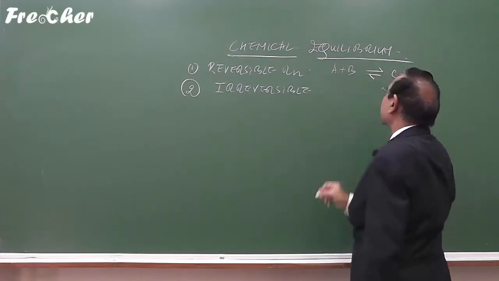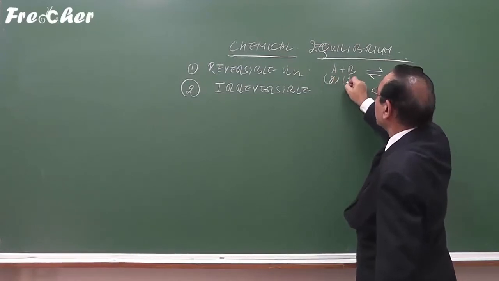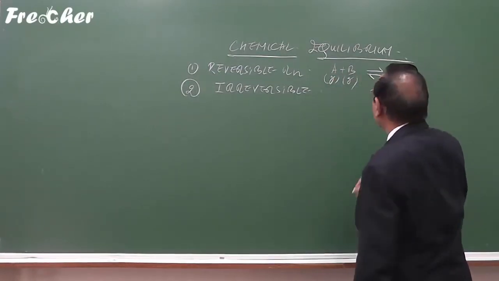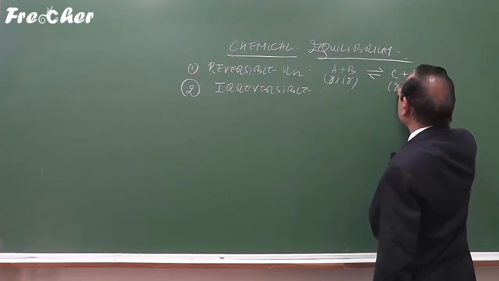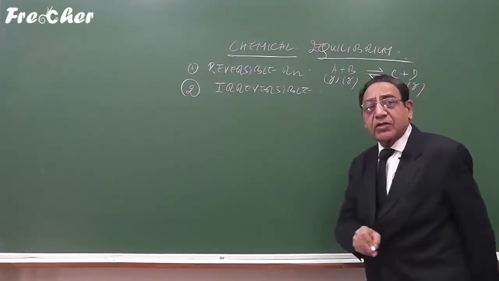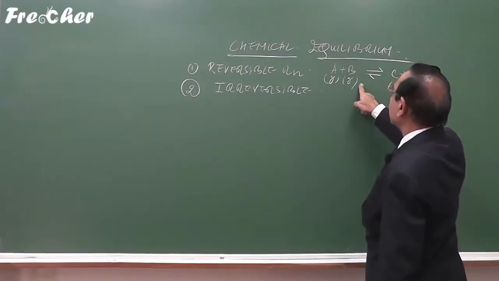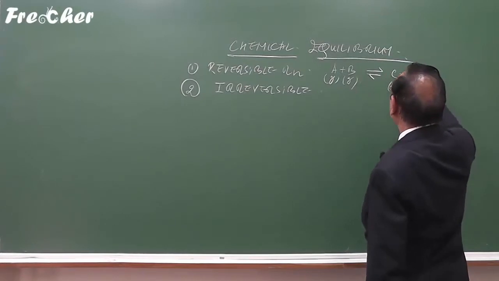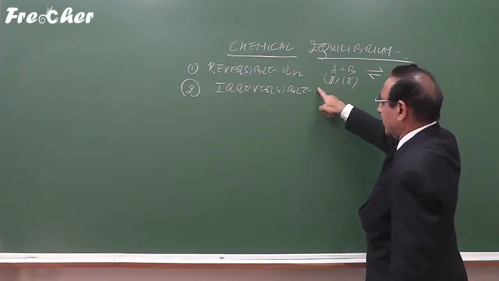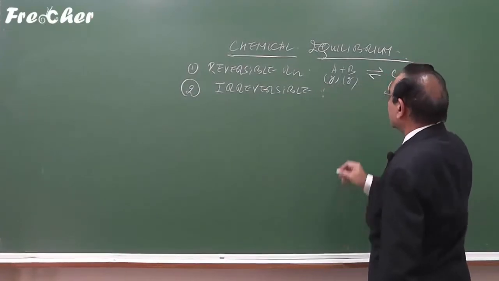as we have shown in this reaction. A reacts with B in gaseous form and gives C and D in gaseous form. Physical state of the reactant must be mentioned in all these places. Now this reaction is proceeding forward as well as backward. But an irreversible reaction goes to completion.